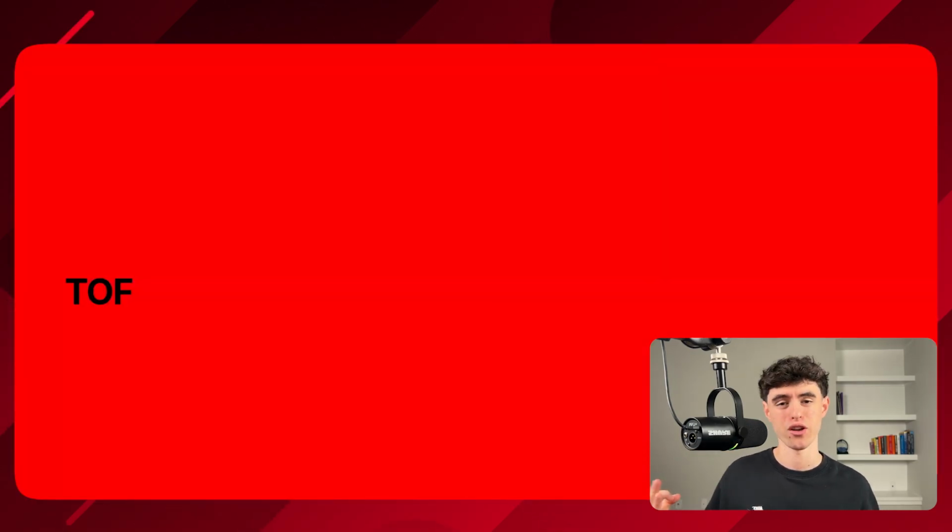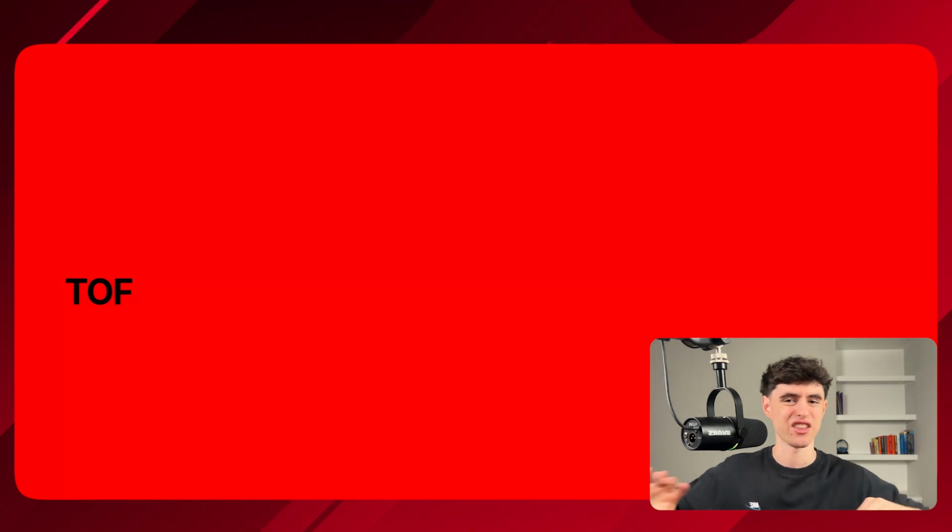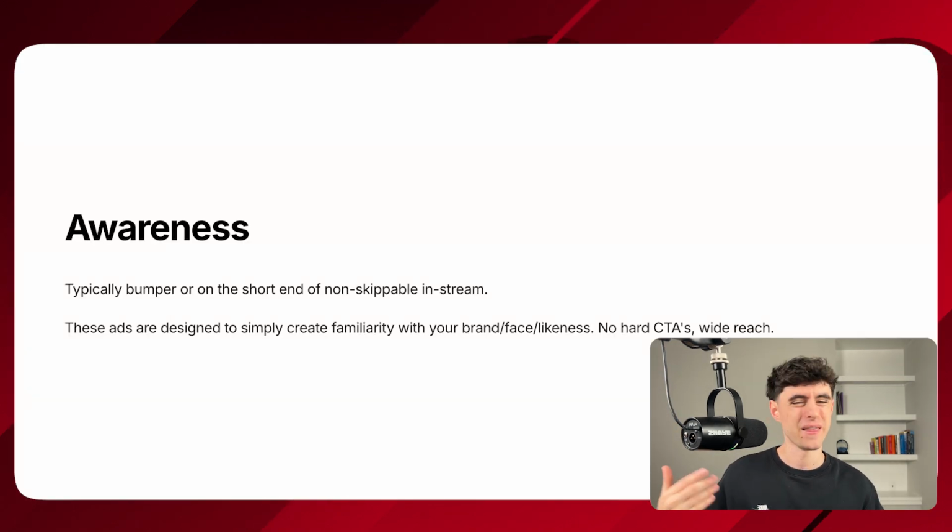Now, there are 3 different categories when it comes to categorizing the different types of placements for your ads. Top of funnel ads, middle of funnel, and bottom of funnel. And basically the top of the funnel is just the awareness stage. So this is like a typical bumper like we talked about before, or a short non-skippable in-stream, maybe a 15-second ad as well.